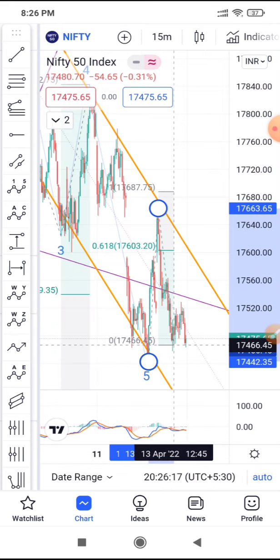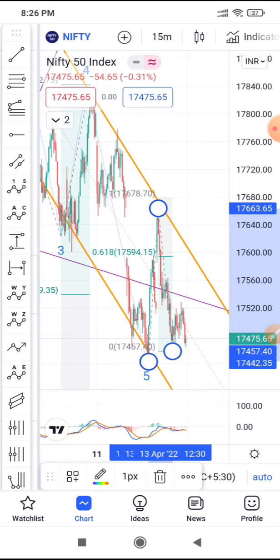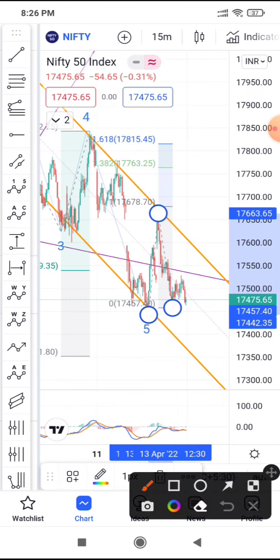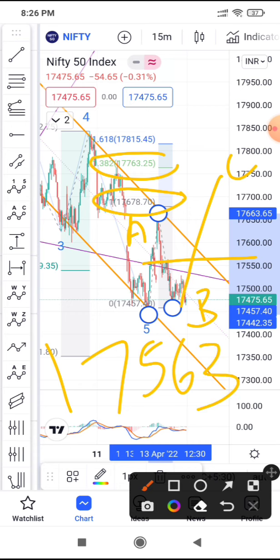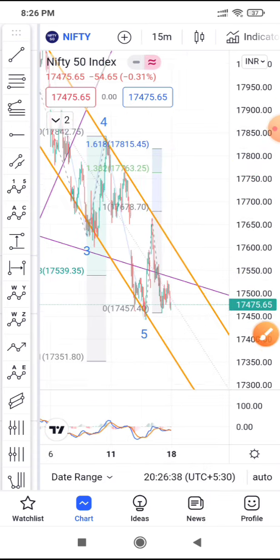Let's zoom it out and consider the C wave. We can consider it is going towards this as an A, B and C correction. Only if it breaks 17,563, we can assume that it is going up on the upside as this B wave correction, and then it would drop again.